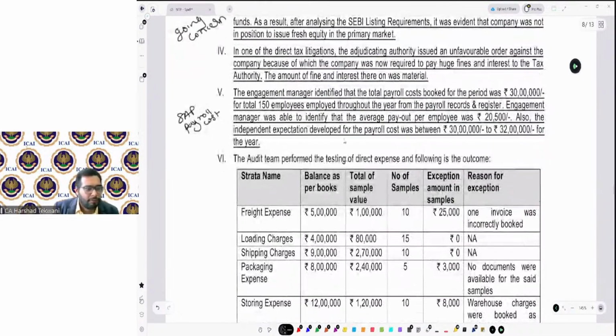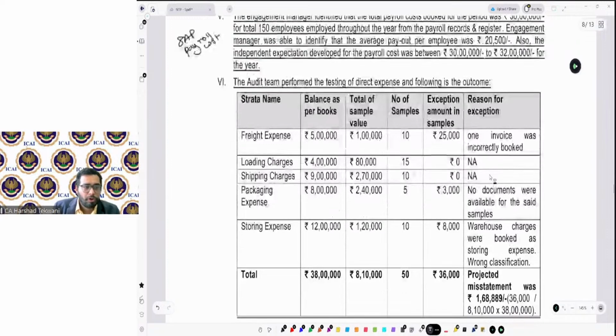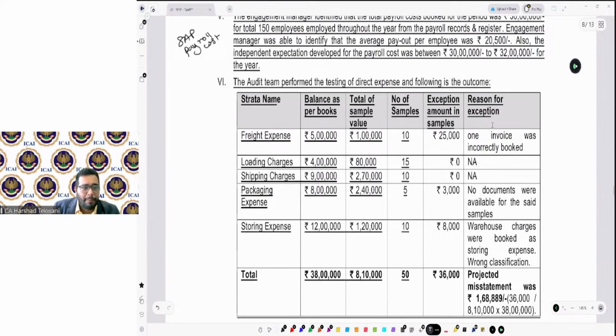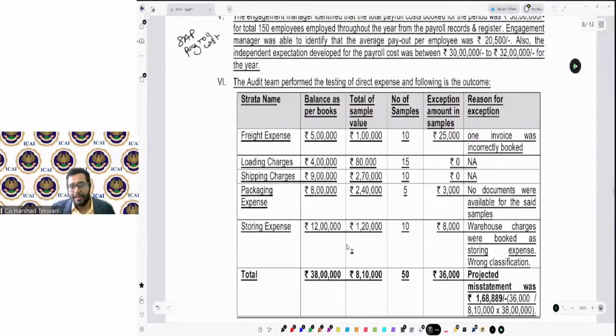Now, the audit team performed the testing of direct expenses, and this is the outcome. So there is a table-wise outcome showing what expense they tested, balance as per book, total sample value, number of samples they tested, exception amount in samples, and reasons for exception. So all this information is given. Okay, fine. So this is something with respect to the sampling and substantive procedures.